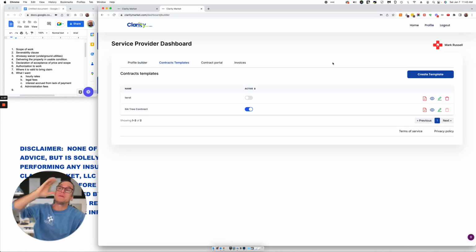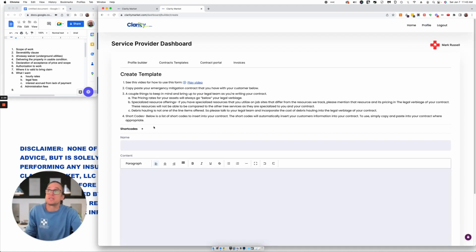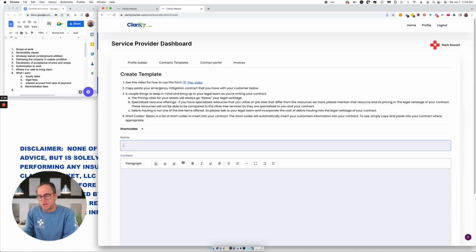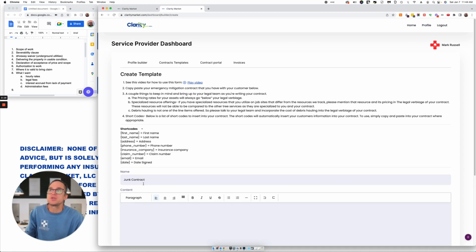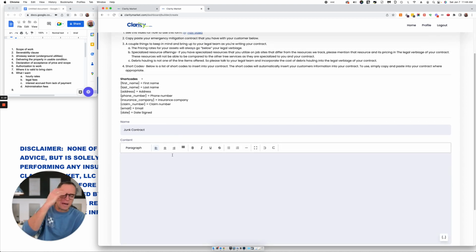We are going to be getting a new system very soon. We'll just hit create contract, and we'll call this junk. So this is how it would work: you create a junk contract. These are the short codes. Max, I think Echoes, yesterday out in California asked me a question about this, specifically how these work.